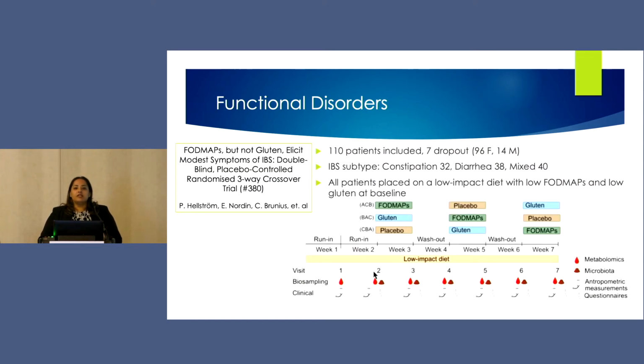There were a lot of really nice studies done in terms of diet. As you know, we don't have a lot of great data in terms of IBS and what diet to recommend. FODMAP diet has some data, gluten-free diet has some data, but there are still a lot of questions to be answered. So this was a study looking at 110 patients. They looked at all subtypes of IBS, and for the first 2 weeks, they had patients on a very low FODMAP, low gluten diet, and then they gave them either FODMAPs, gluten, or a placebo. They did that for a week, then had a week washout, and then gave them one of the other interventions. So it was a 3-way crossover placebo-controlled trial.